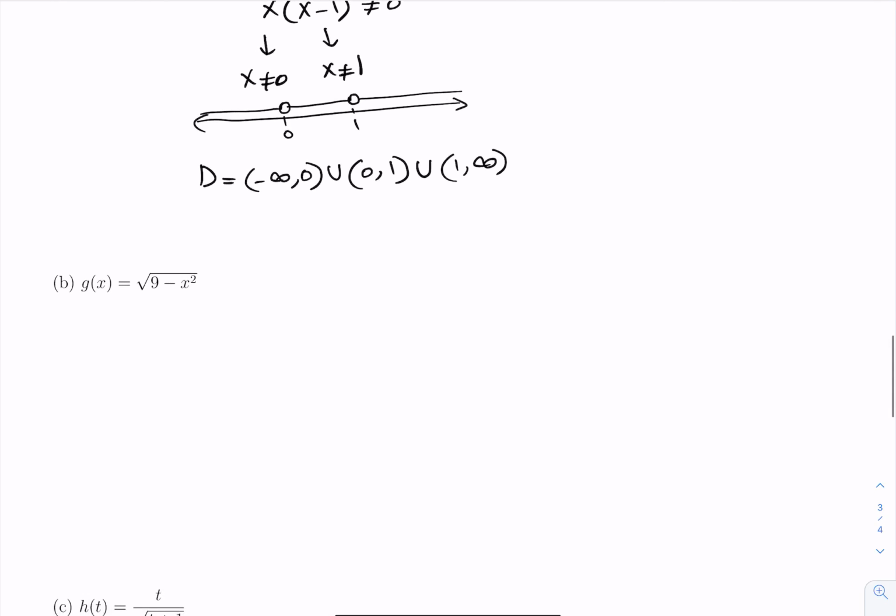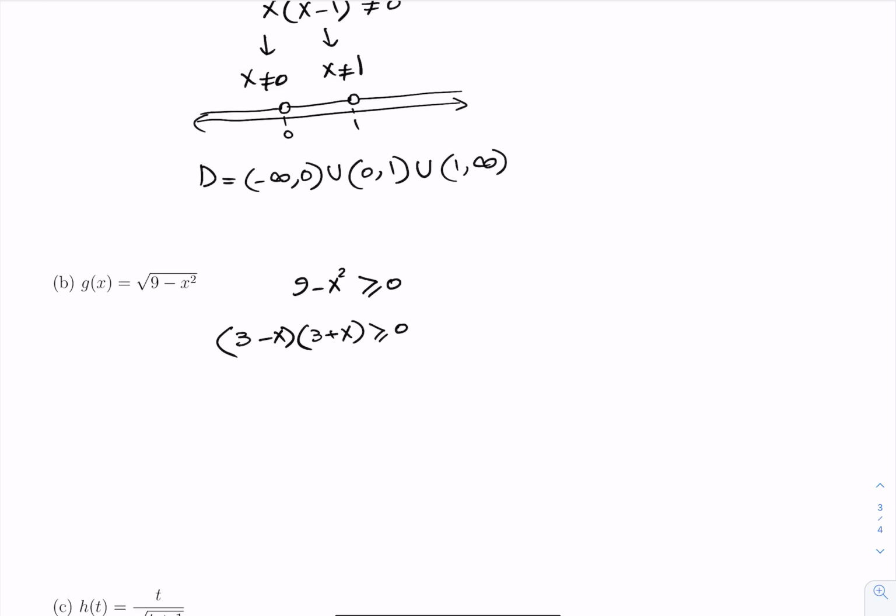Part B. g of x equals square root of 9 minus x squared. To keep g of x defined, the radicand can't be negative. 9 minus x squared has to be non-negative. There are many different ways we can solve this inequality. Here's one suggestion. You can factor 9 minus x squared into 3 minus x times 3 plus x.